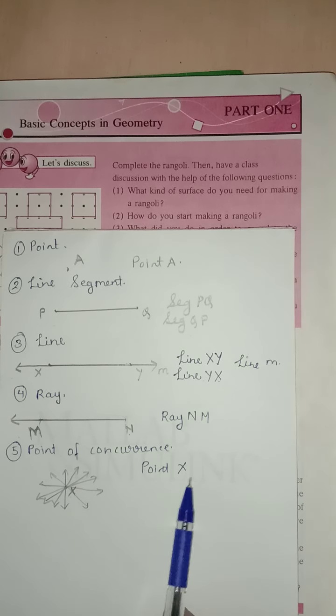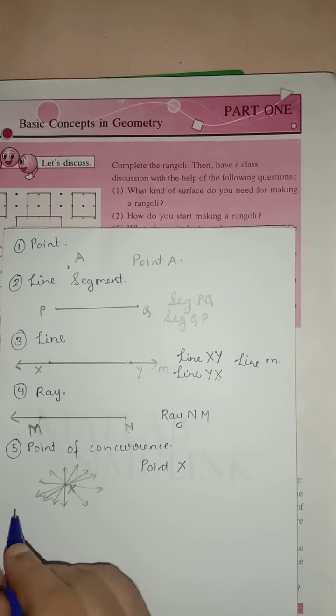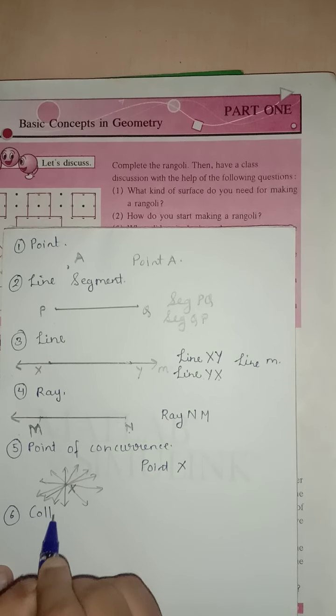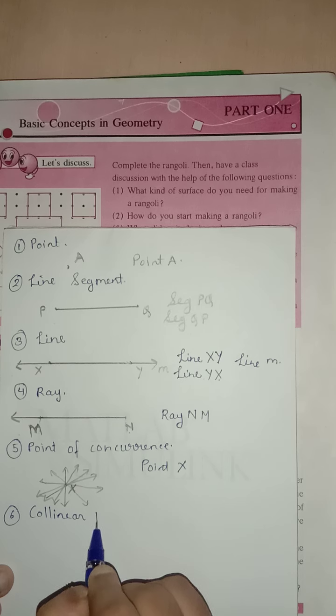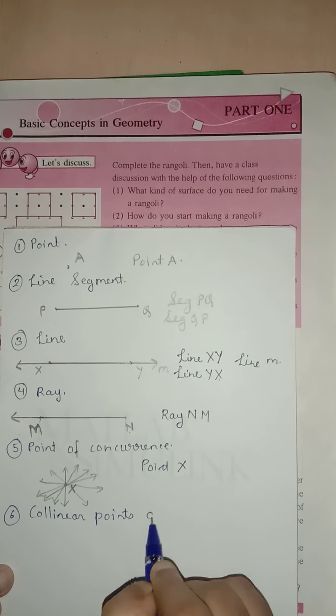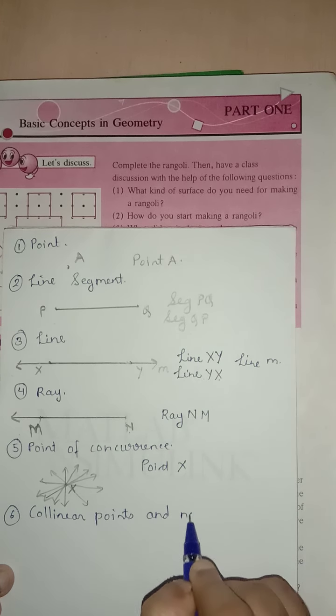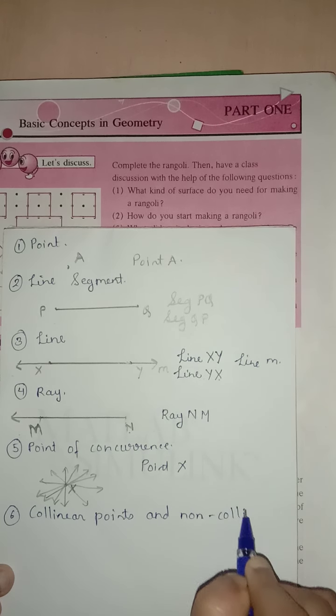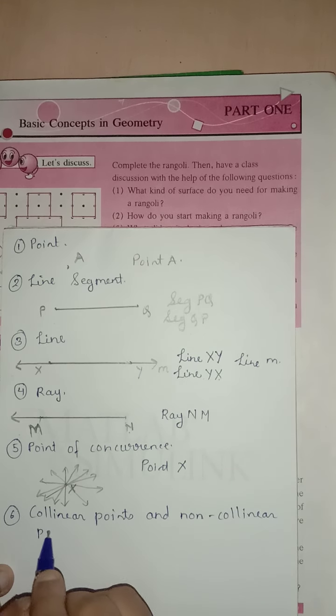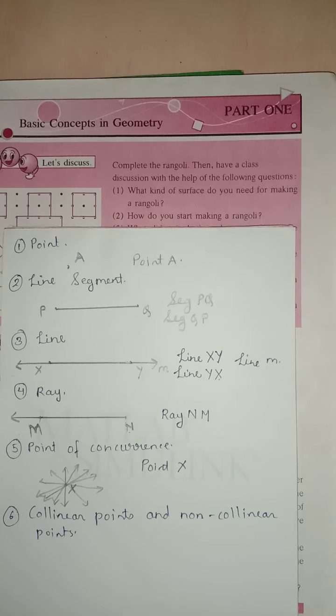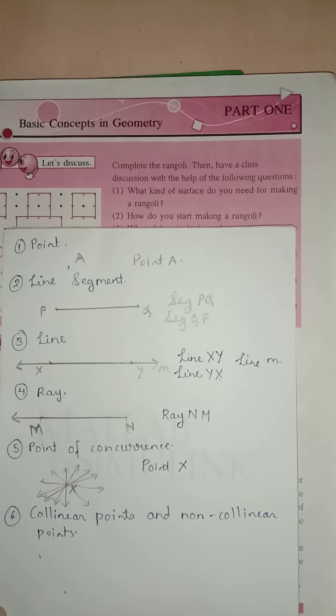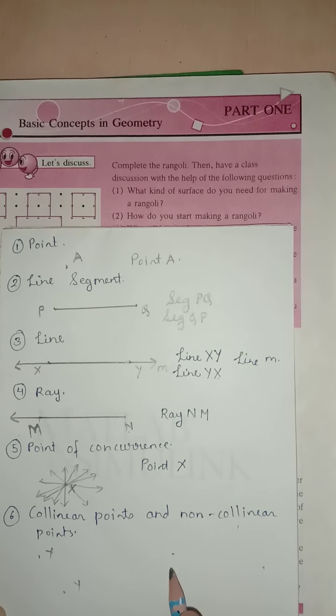Yes, so point X is called a point of concurrence. Now the next concept we'll revise is collinear points and non-collinear points. Now again, are we saying points? If we are saying points, then we have to draw the points. Suppose I am drawing here 3 points X, Y, Z, and here I am drawing 3 points M, N, O.